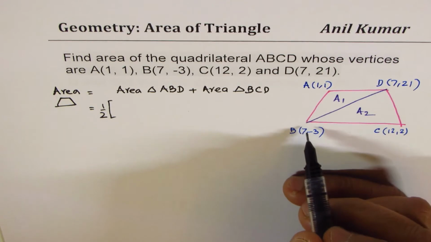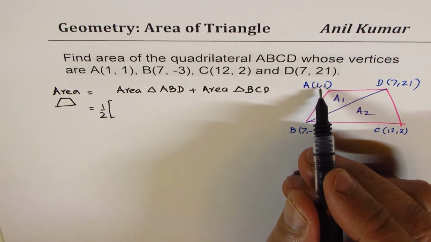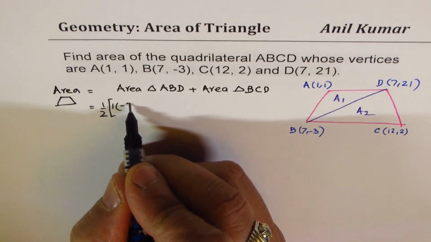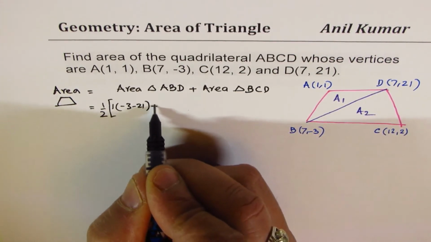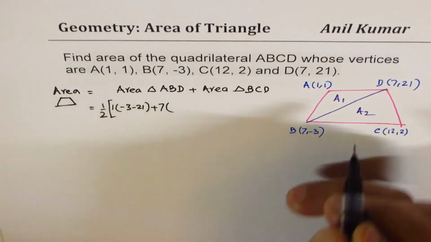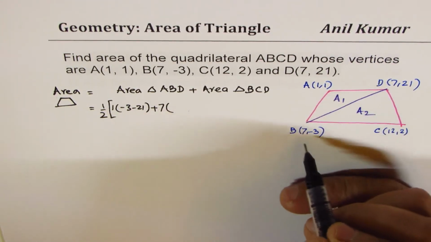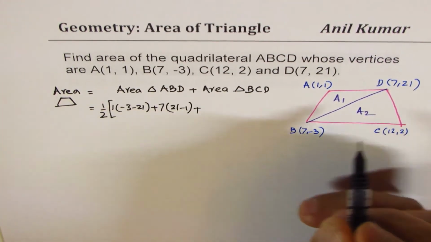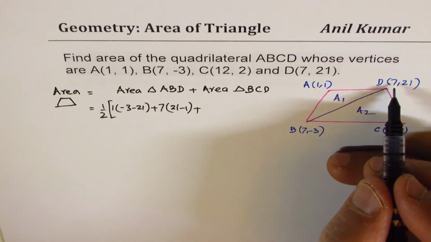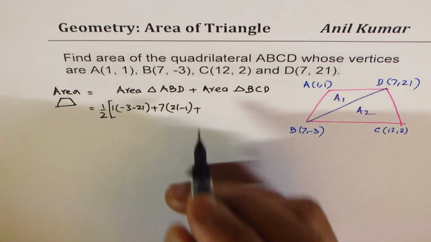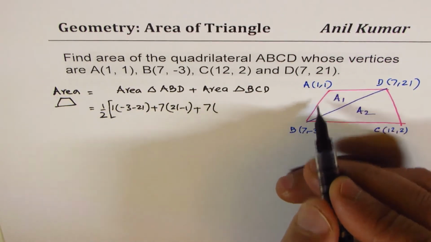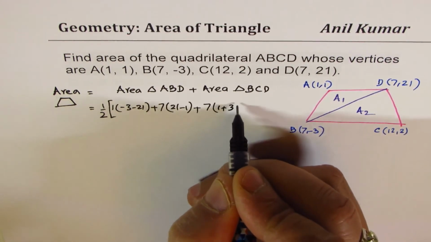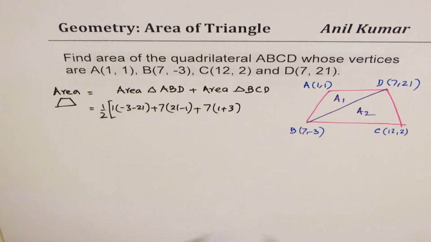So ABD will be, we can begin from here. So it is 1 times that minus this, which is minus 3 minus 21, plus 7 times, so you just move in this order, right? 7 times 21 minus 1, plus this is also 7, so it is 7 times this minus this, which is 1 minus minus 3, or 1 plus 3. Is it okay? So that is one set.